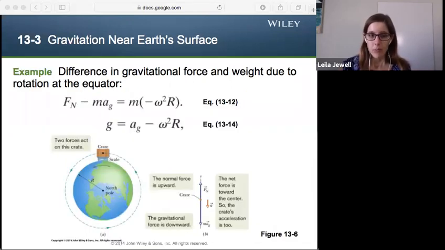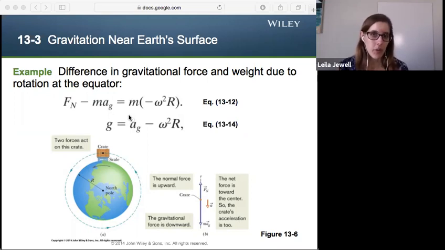All right, but this rotation, we can see how that will affect our measured g value. If we imagine putting a crate on a scale that's right on the equator, then as the Earth rotates around, the normal force is pushing up, the gravitational force is pulling the crate down towards the center, right? So we have the normal force up minus the force of gravity pulling it down. And here we're using a sub g because we're using the calculated value.